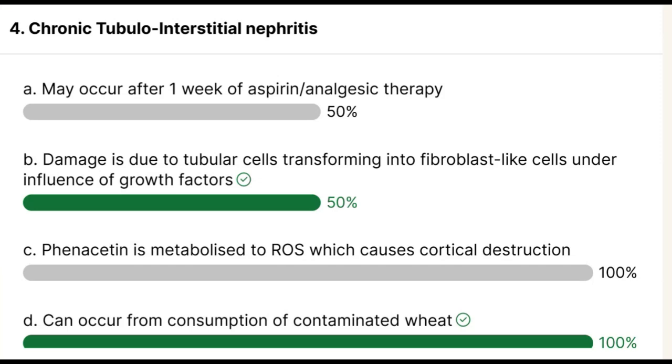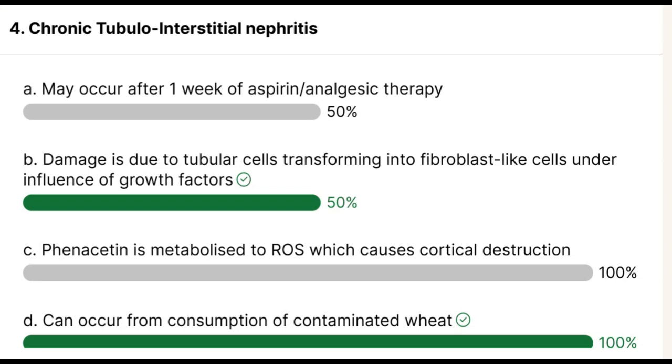Next question, that it causes tubular cells to transform into fibroblast-like cells. Yes, this is true. And this can lead to kidney fibrosis and then to chronic kidney failure as a result of it. Then option C, phenacetin is metabolized to ROS, the reactive oxidative species. This is true, but it doesn't cause cortical destruction. It's accumulating in the medulla and causing destruction of the papillary tips predominantly. So because of that last part, the statement is not true anymore.